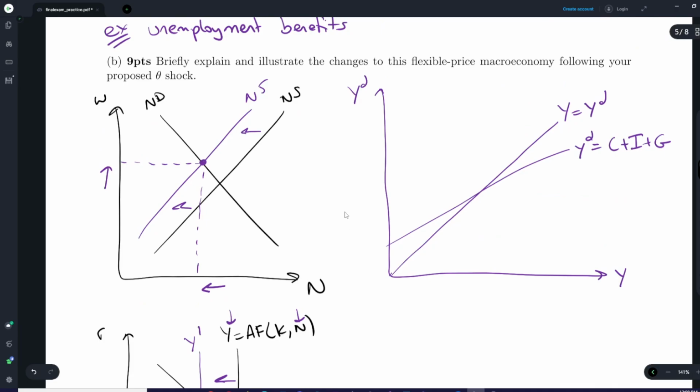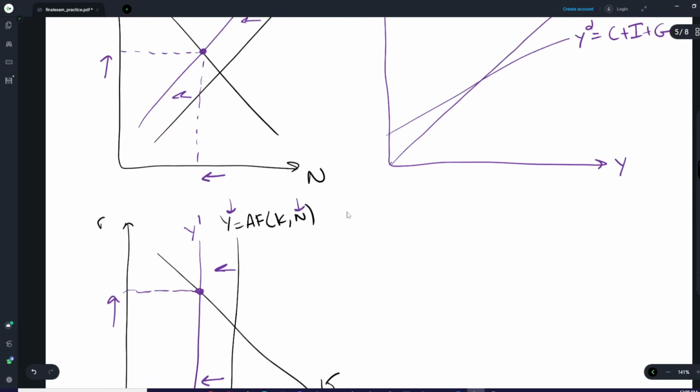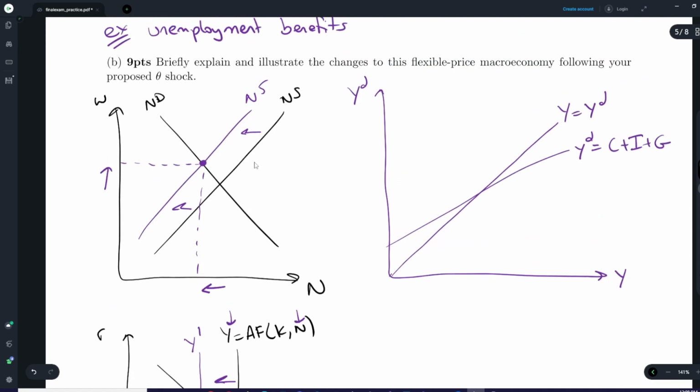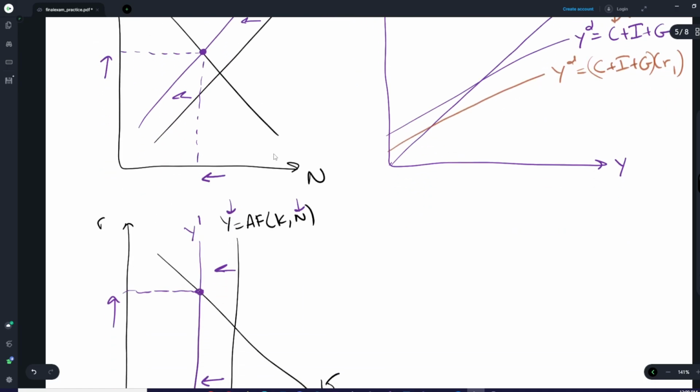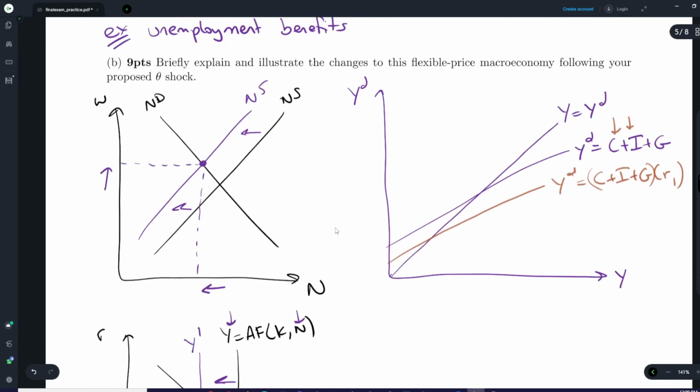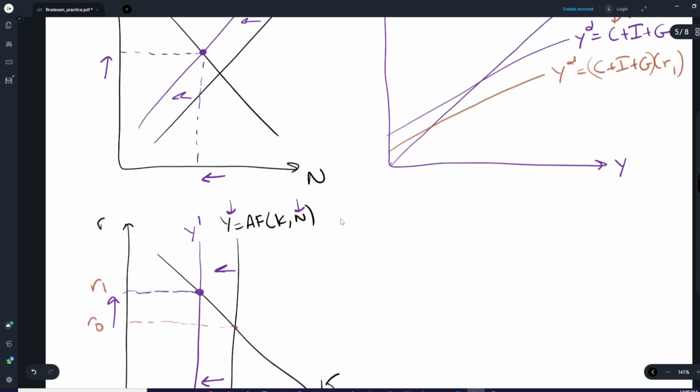Now we need to translate that into YD. So with a higher interest rate, right, we know that consumption is falling and investment is falling. So we get a YD is equal to C plus I plus G of the new interest rate, right? If we think about this new interest rate of R1 versus the original interest rate of R0, the higher real interest rate is dissuading people from investing and consuming, right? Business plans make less sense with a higher interest rate, and individuals see the benefit of saving.